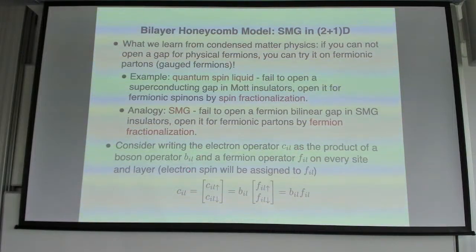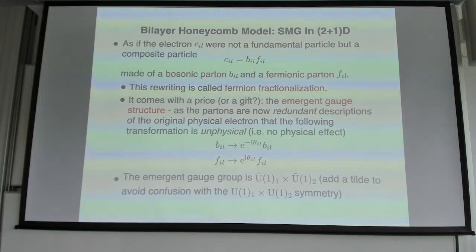The idea is basically to consider writing down the electron operator C as a product of a boson operator B and a fermion operator F, where the C operator on each site and each layer has two components, which are up spin and down spin. So you can think of it as a doublet, and you can rewrite the doublet as a fermion operator F times a boson operator. Boson you should just think of as a scalar field. You just multiply the scalar field to this fermionic spinor field. So you are basically splitting your electron into so-called bosonic parton and fermionic parton just by rewriting that.